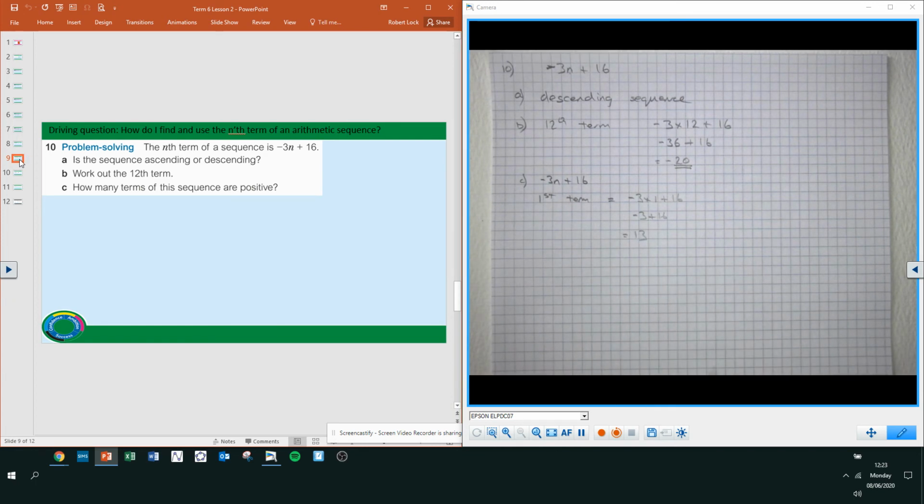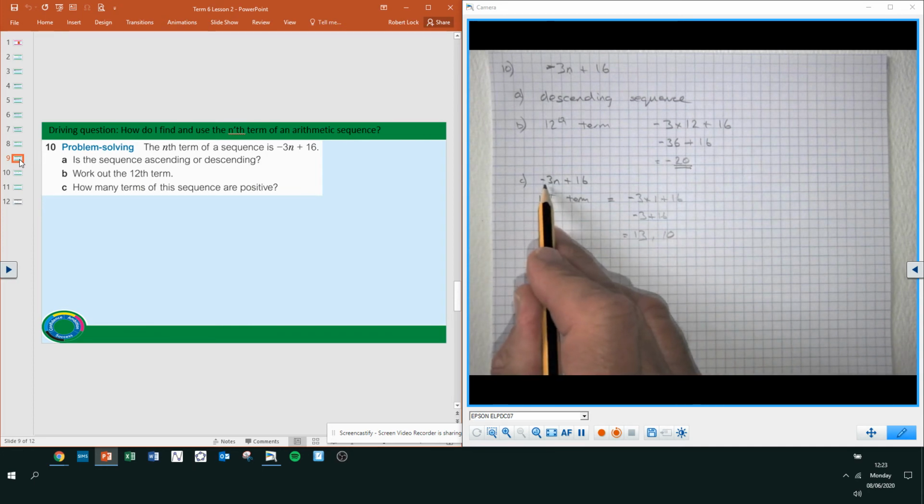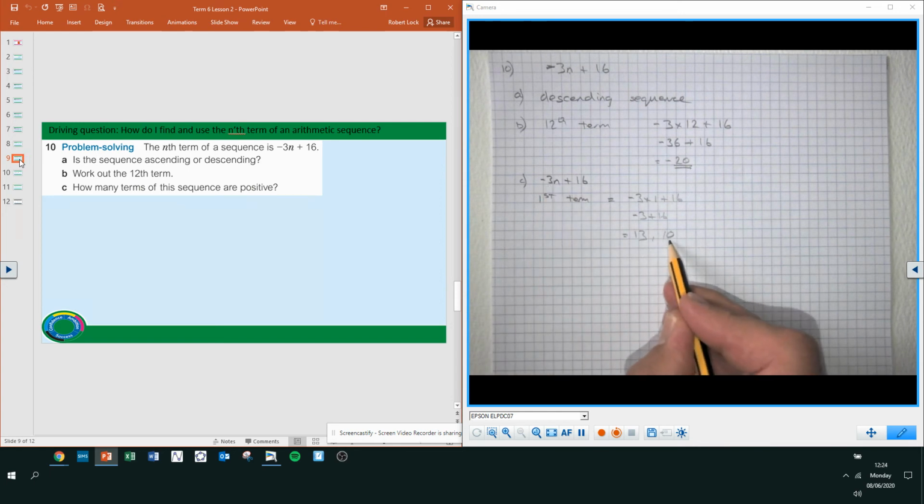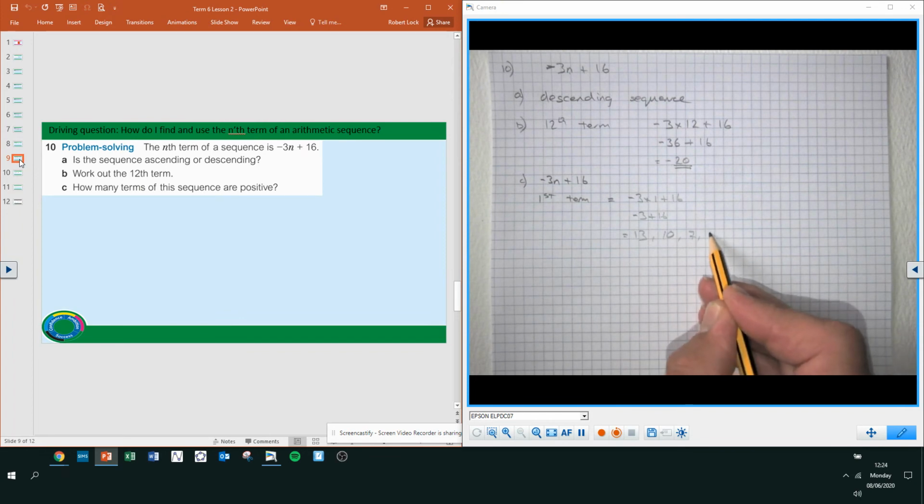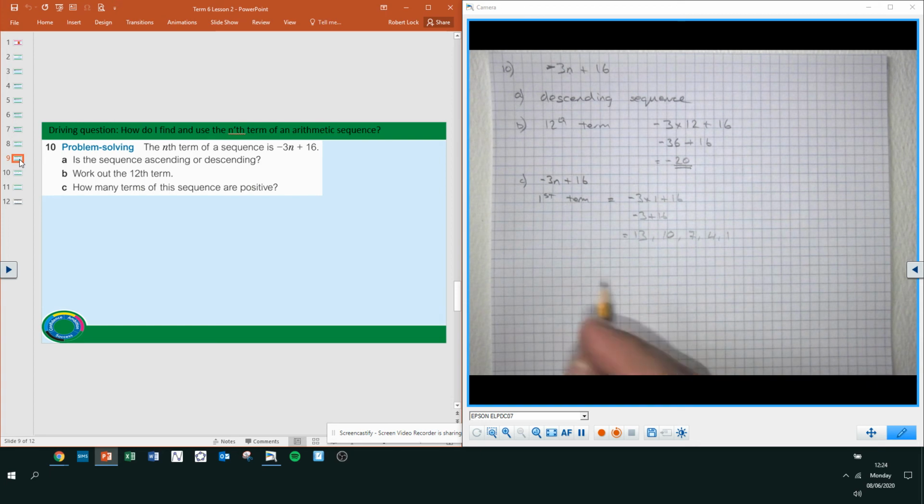Now we know that each of the differences is going to be minus 3. So the next one will be 10, as it told us here that this will be the difference, going down in threes. So the next ones after this are 7, 4, 1. So you're going to end up with 5 terms. 5 terms are positive.